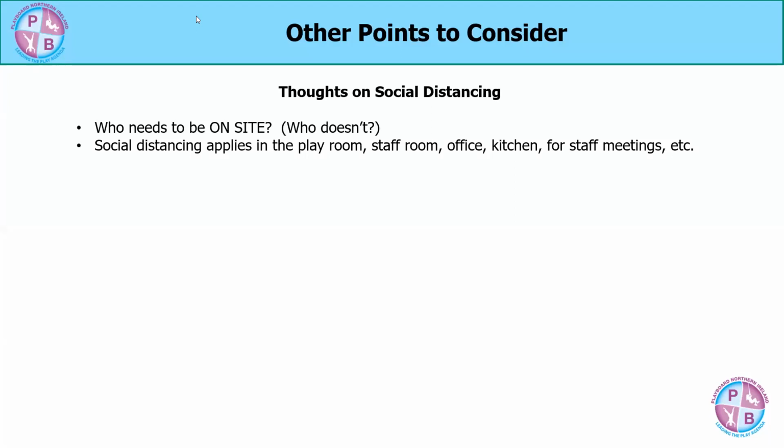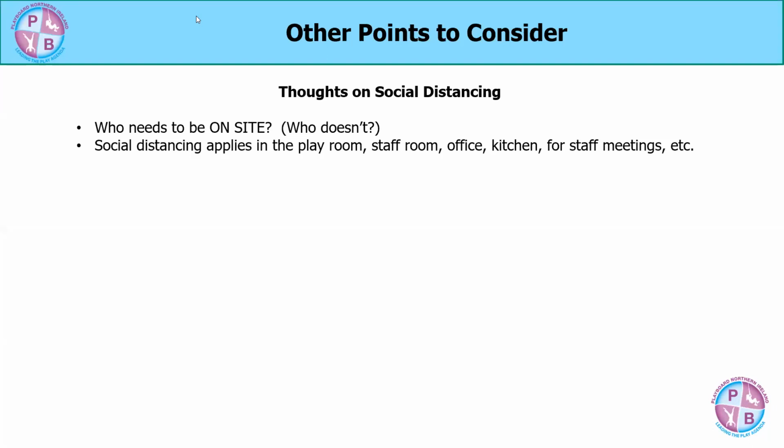Just remember that social distancing applies in your playroom, but also in your staff room, in your office, in your kitchen, when you're having staff meetings as well. You might want to consider having a staggered staff tea break or lunch break, for example. Certainly smoke breaks, if that's something that you normally manage. You're not going to have 2 or 3 people going out at once, because you have to ensure that social distancing is considered there.